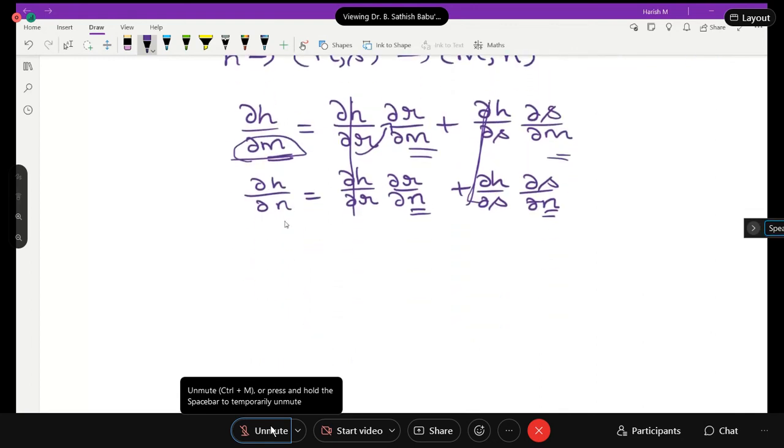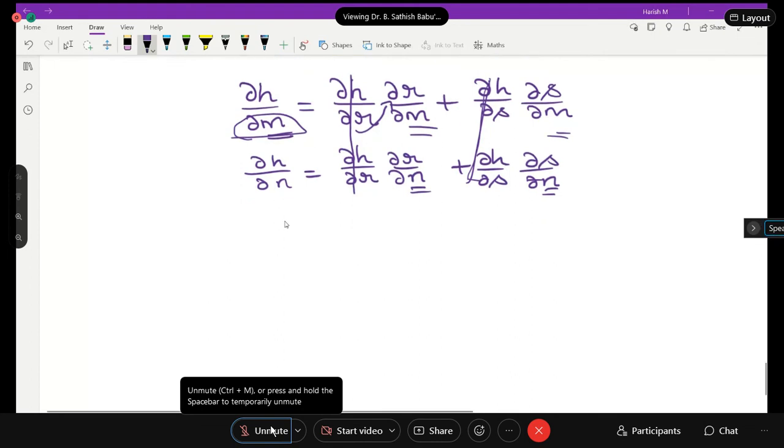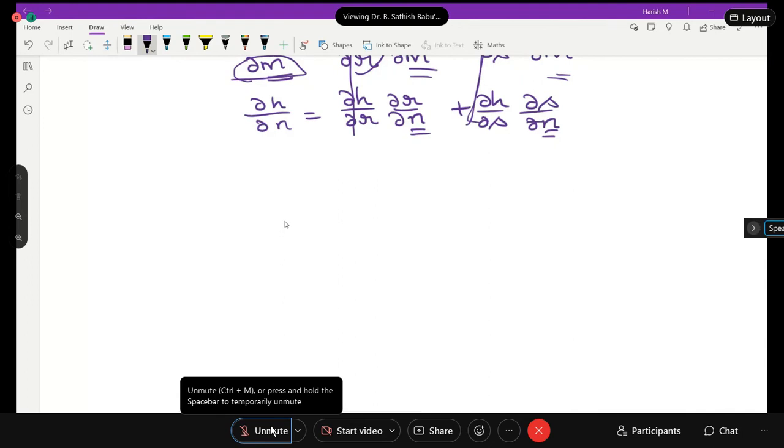So I hope you have understood how to frame the equations for a composite function here. Yes, sir. Then I will just move on to a new topic, implicit function. Have you heard about it? Yes, sir.